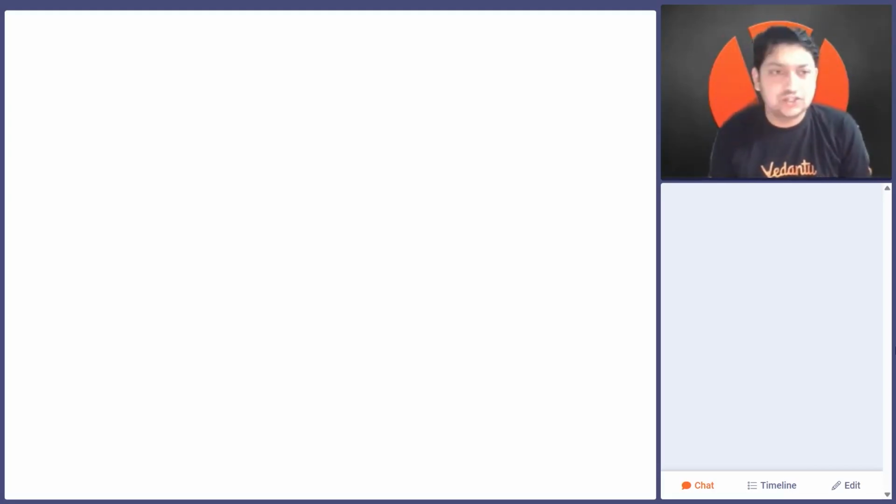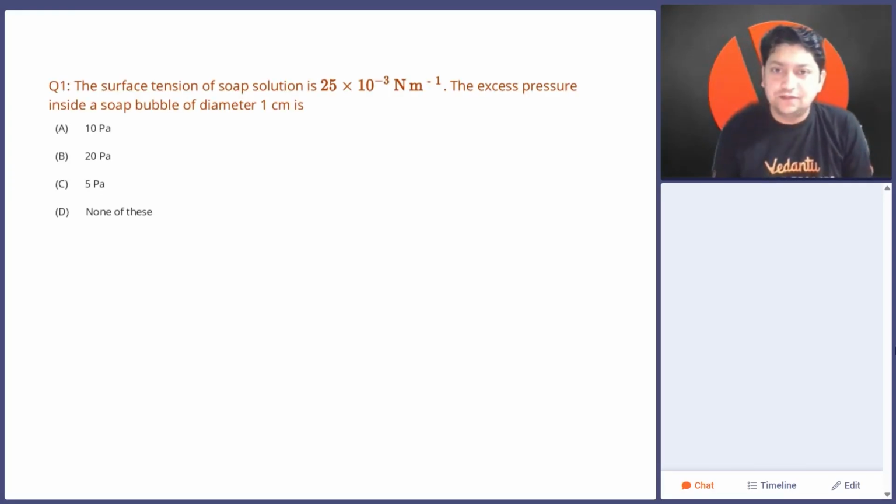Let's start the discussion of the test. This is your first question. The surface tension of soap solution is 25 into 10 raised to power minus 3 Newton per meter. The excess pressure inside a soap bubble of diameter 1 centimeter is. Now, it's a very simple question, a direct one single formula based question.